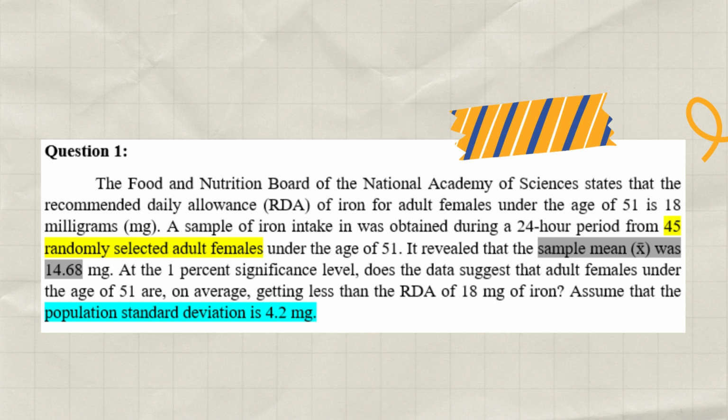the recommended daily allowance, RDA, of iron for adult females under the age of 51 is 18 mg. A sample of iron intake was obtained during a 24-hour period from 45 randomly selected adult females under the age of 51. It revealed that the sample mean was 14.68 mg. At the 1% significance level, does the data suggest that adult females under the age of 51 are on average getting less than the RDA of 18 mg of iron? Assume that the population standard deviation is 4.2 mg.